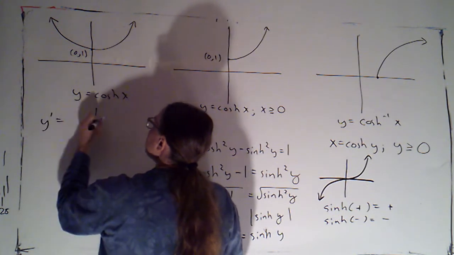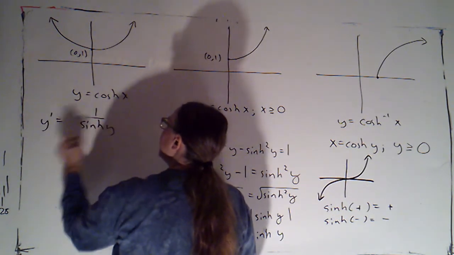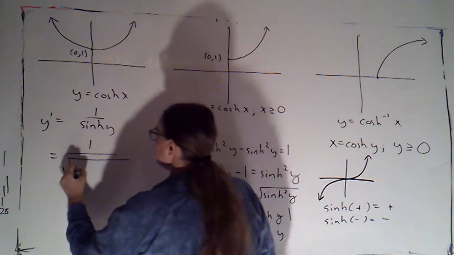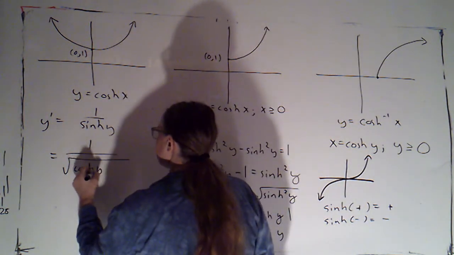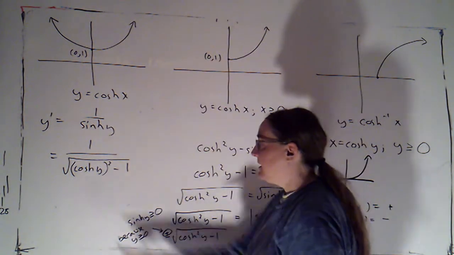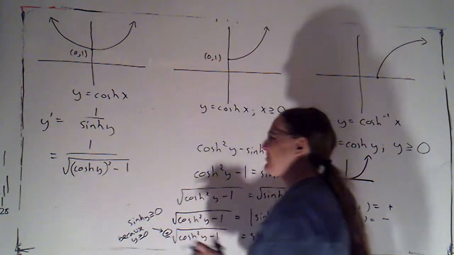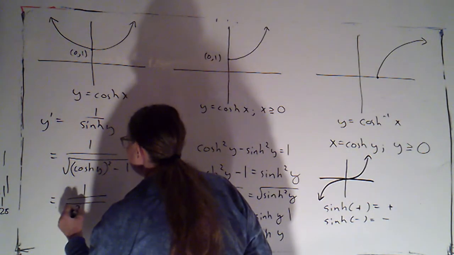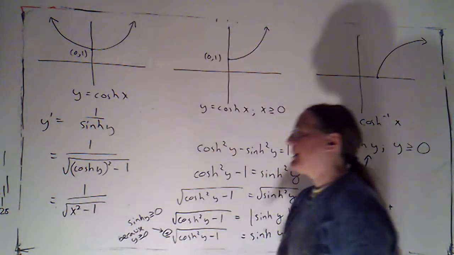Y prime was 1 over sinh y. I can now say that's 1 over the positive square root of cosh squared y minus 1, but cosh y for this problem was x. So that's 1 over the positive square root of x squared minus 1.